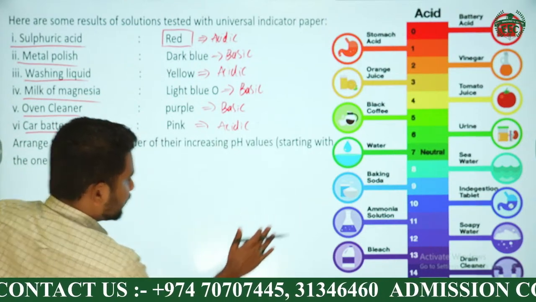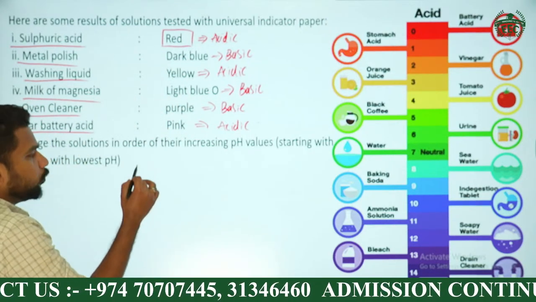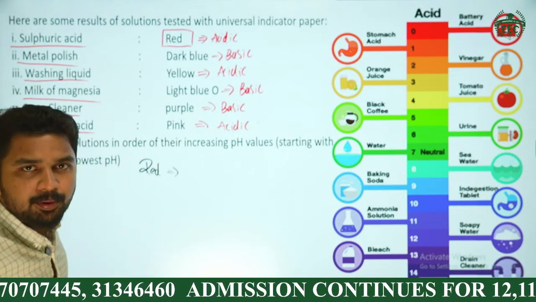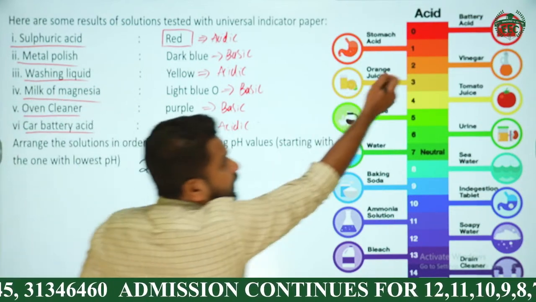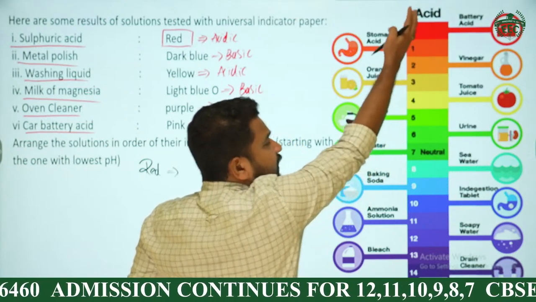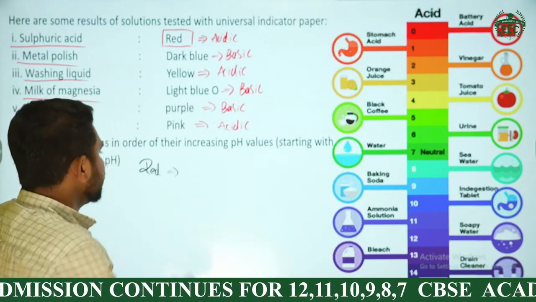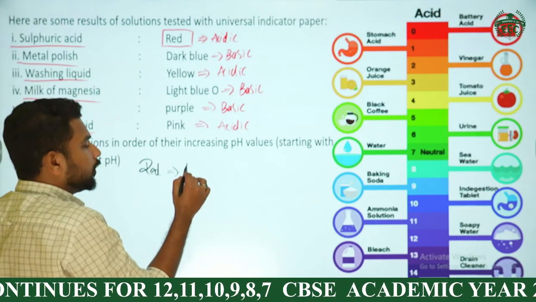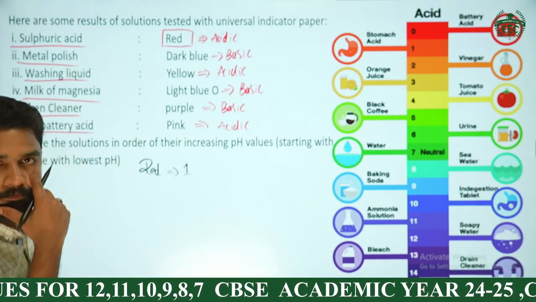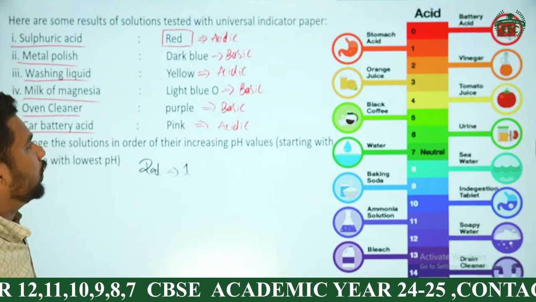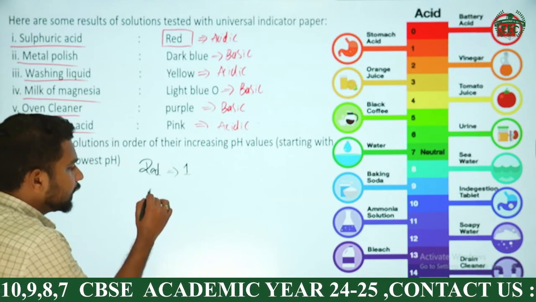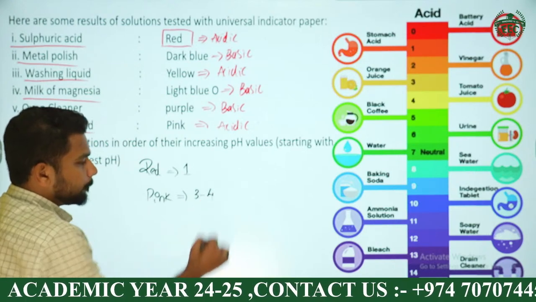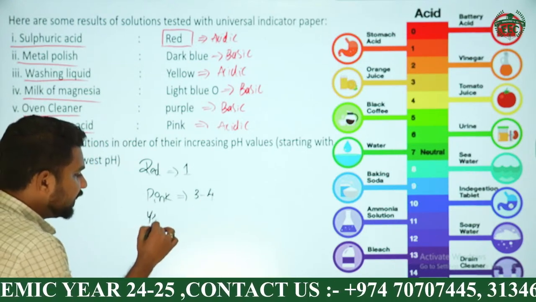And I'm starting with red color. If it is red color, the pH value will be either 0 or 1, right? So here, if it is sulfuric acid, the pH value is 1. And if it is pink, the pH value will be 3 to 4.